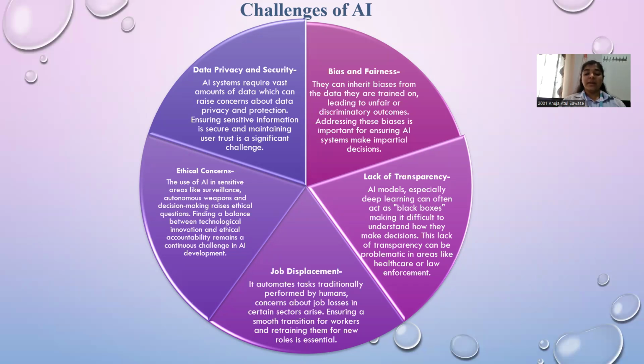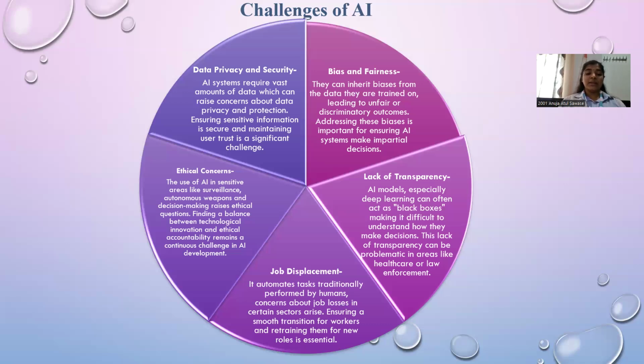Lack of transparency. AI models, especially deep learning, can often act as black boxes, making it difficult to understand how they make decisions. This lack of transparency can be problematic in areas like healthcare or law enforcement. Then job displacement. AI automates tasks traditionally performed by humans. Concerns about job losses in certain sectors arise. Ensuring a smooth transition for workers and retraining them for new roles is essential.